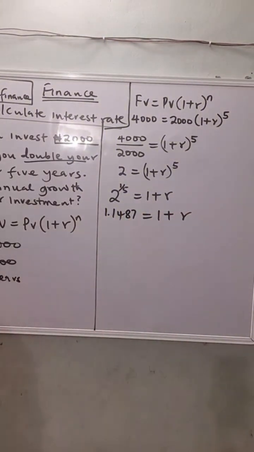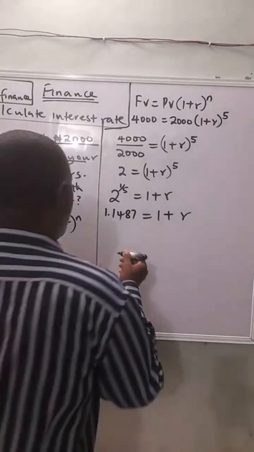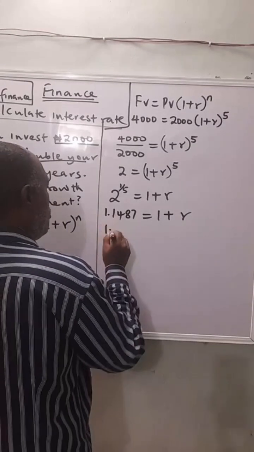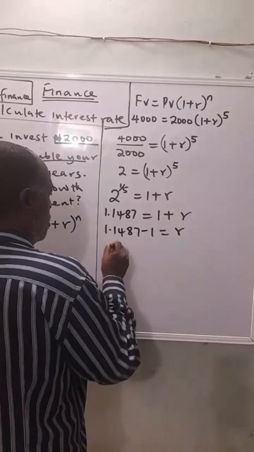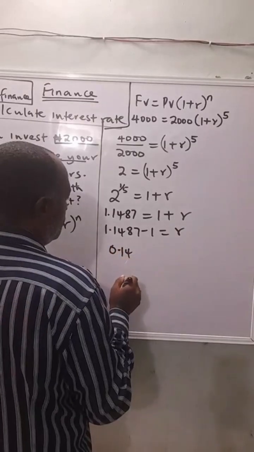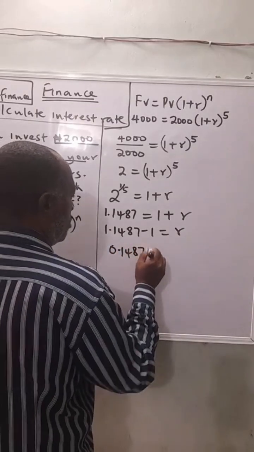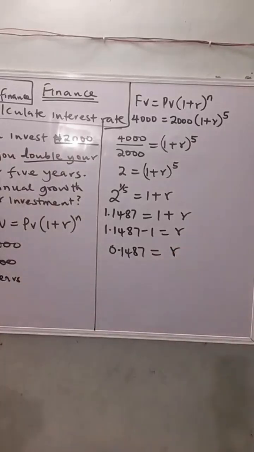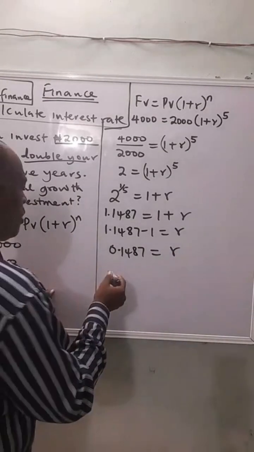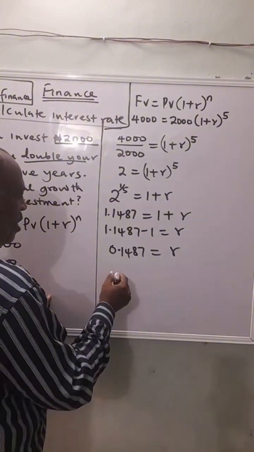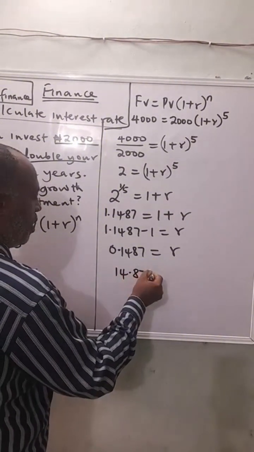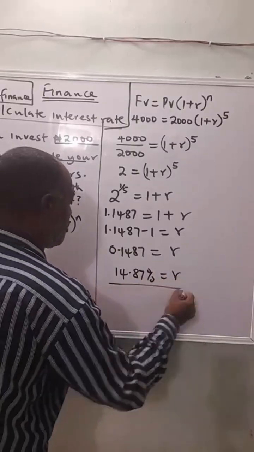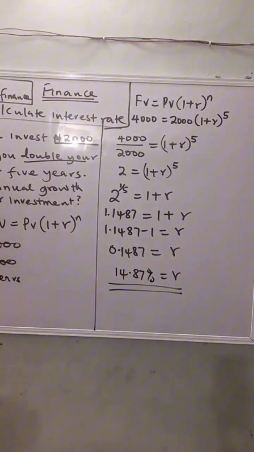Very simple. Having calculated that, you do what they call collection of like terms. 1.1487 minus 1 equal to R. This will be 0.1487 equal to R. From all indications, 0.1487 is the same thing as 14.87%, and that will be our interest rate. That's how to calculate that.